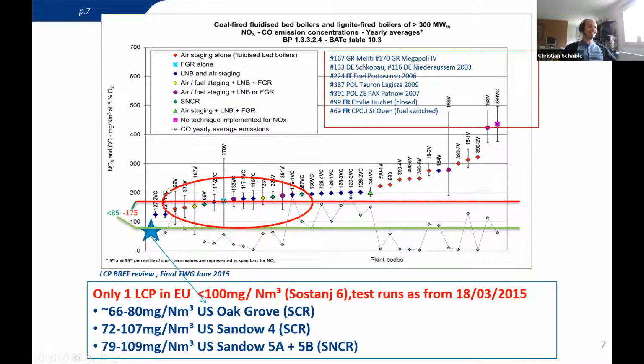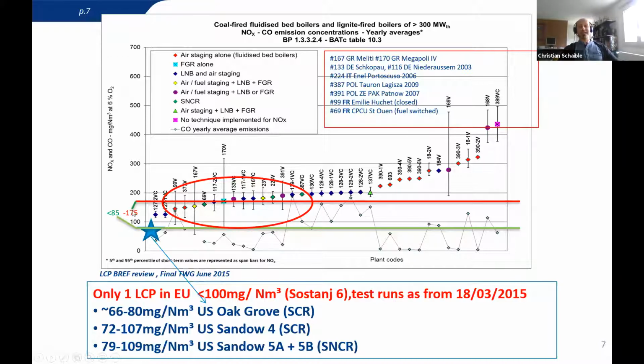So here is the tricky part, because you want to be in the range, and you will see age doesn't really matter, because you have a lot of plants which are even recent lignite plants in Europe, like Niederaußen in Germany, for example, and then a few plants in Poland, Łagisza and Patnów. They are also above the range, because why? They don't have any secondary controls. Okay, so they're not really good candidates.